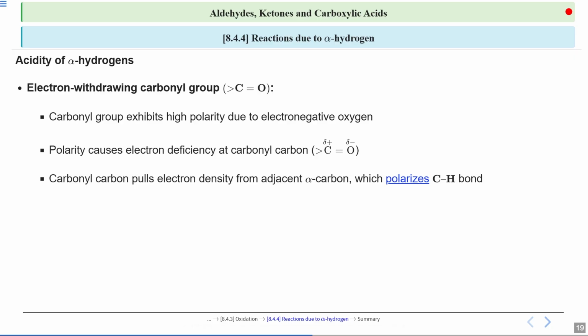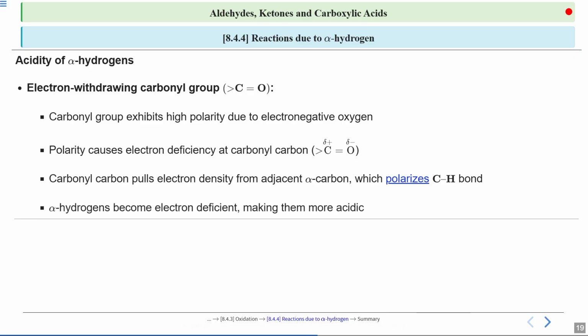Now what happens, this electron deficiency at the carbonyl carbon causes it to pull the electron density from the adjacent alpha carbon. What is alpha carbon? The carbon which is directly attached to the carbonyl group. That carbon is alpha carbon. So now the carbon of the carbonyl group is electron deficient, so it will pull the electron density from the adjacent alpha carbon. Now this action polarizes the carbon-hydrogen bond at the alpha position. So the carbon-hydrogen bond at the alpha position gets polarized, making it more susceptible to lose a hydrogen ion. Okay, this is important to understand.